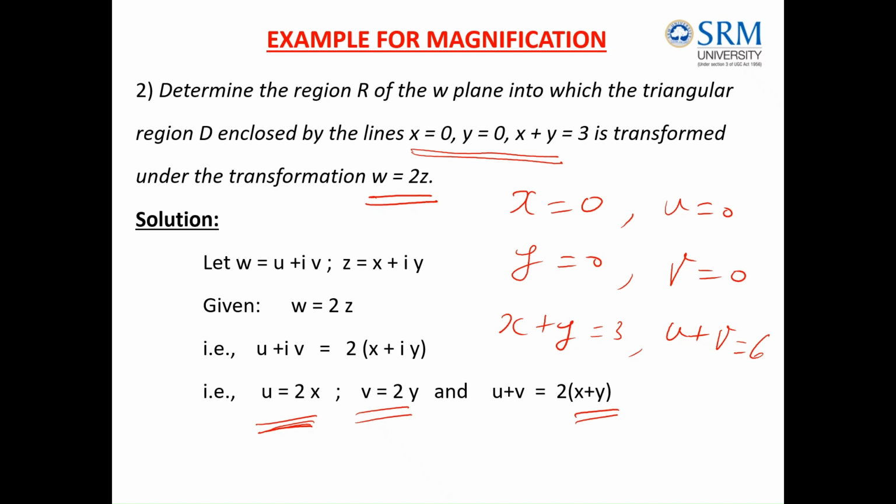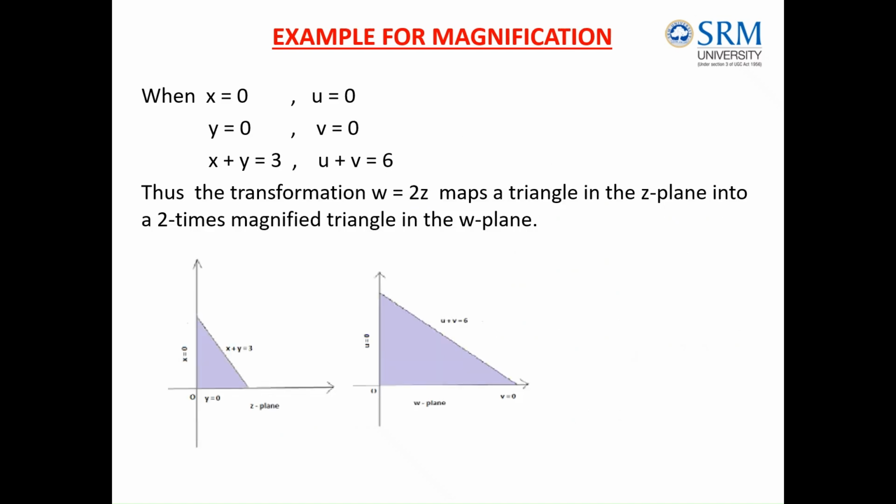So now we need to draw these lines in the W plane so that we can get what is the image of the given triangular region. So we can easily understand the magnification. So see this, the image or u equal to 0, v equal to 0 and u plus v equal to 6. So u equal to 0 is v axis and v equal to 0 is u axis, and u plus v is equal to 6 is the intercept form of the straight line equation.